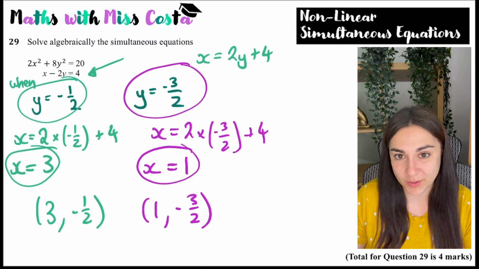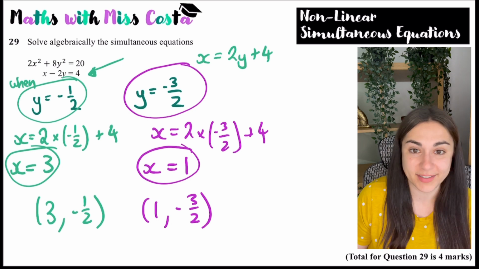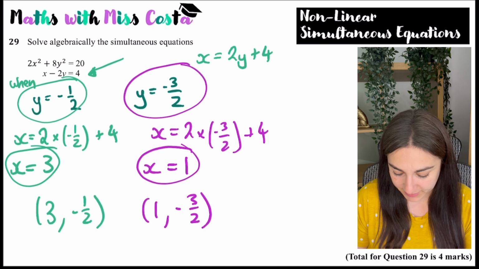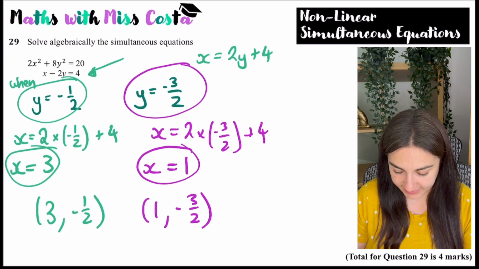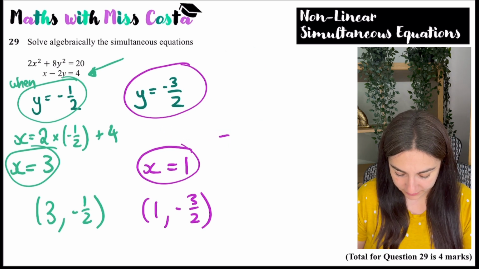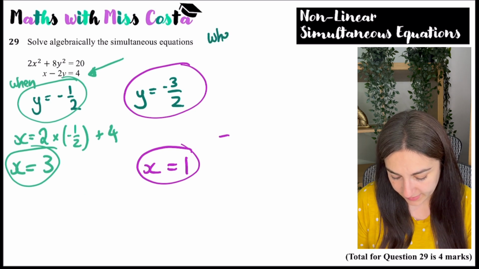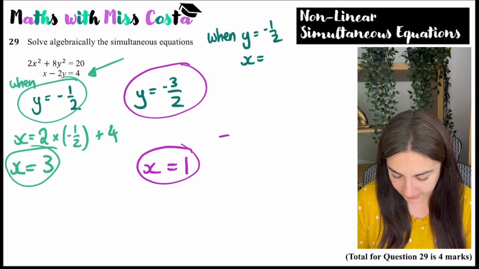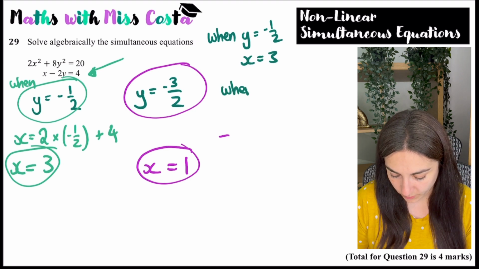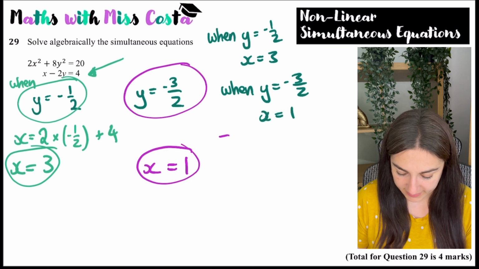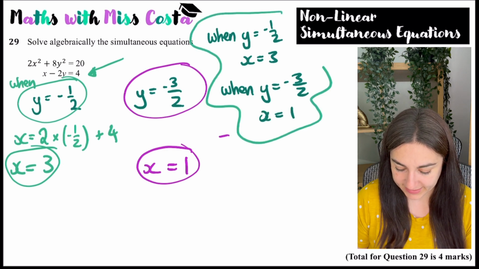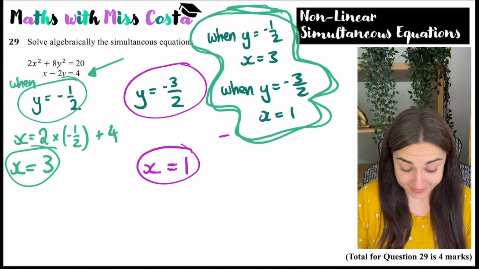But they haven't asked you for coordinates, and sometimes they take off marks if you write it as coordinates and they haven't asked you. So just make sure that you write it in a nice, clear way. So a nice, clear way of showing it would be: when y is minus a half, x equals 3. When y is minus 3 over 2, x equals 1. That's just a nice way of showing the examiner you've worked it all out. And that's how we do that.